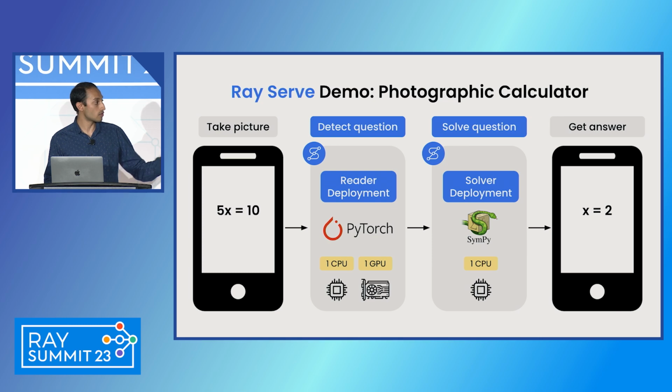On the other hand, our solver is going to be doing symbolic solving. This is a very CPU-intensive process, and our solver is not going to be using a GPU. Because of these different hardware requirements, it makes a lot of sense to split our application into two separate deployments. And as we'll see later in the demo, Serve can independently scale each of these deployments automatically in order to best meet your users' demand.